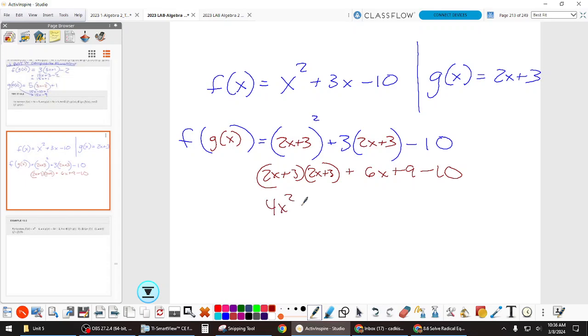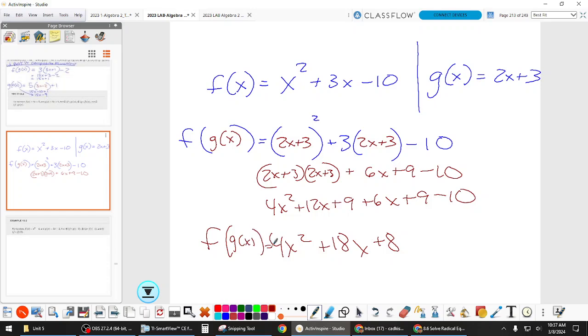So when we expand that out, we'll get 4, 6, 6, and 9. So 4x squared plus 12x plus 9. Now we need to combine all our like terms. And then we'll be done. Remember, we're not solving this. We're not trying to find the value of x. We're just trying to create a new function. So 12x plus 6 more x's. And then 9, 9 is 18 minus 10 is 8. So that is f of g of x. You can see that's a little more work. But the root concept is the same.